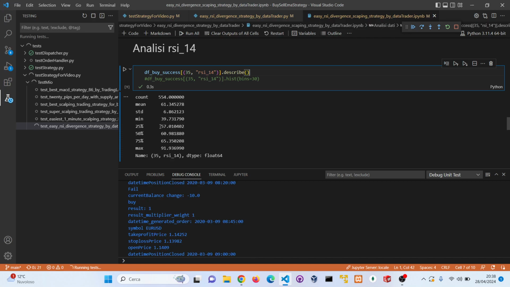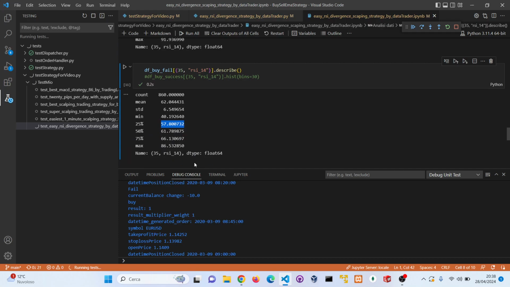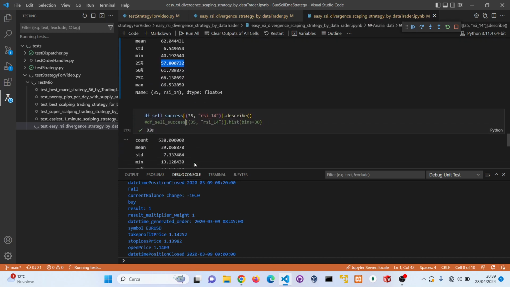In this case, if you don't know what a quantile is, check on the internet. Basically, the first quantile, 25%, is where 25% of the trades are located, below this value of RSI. So for buy success it was this value, and for buy fail it was this value. So we can spot a difference.